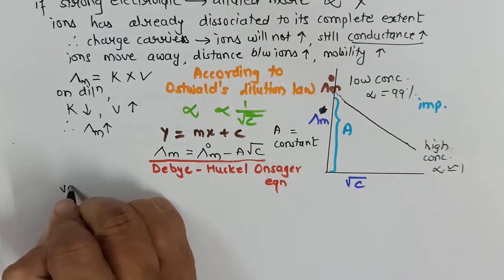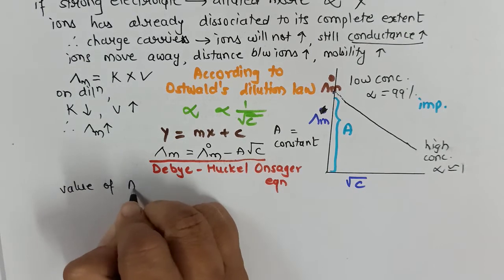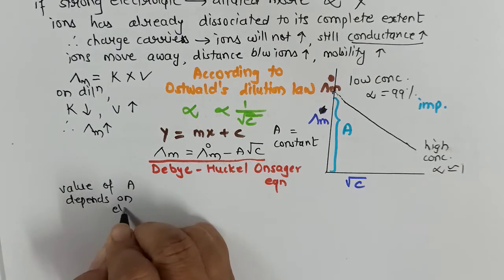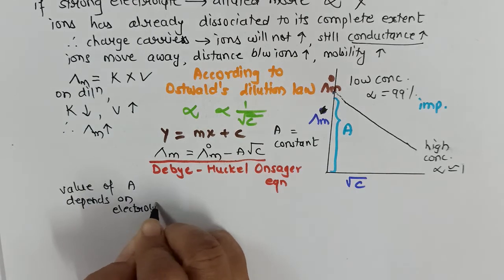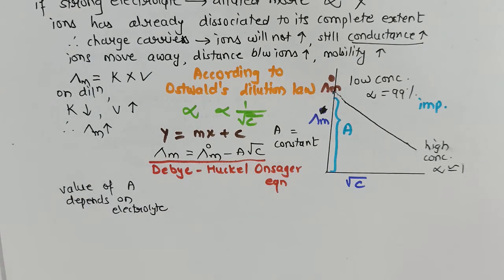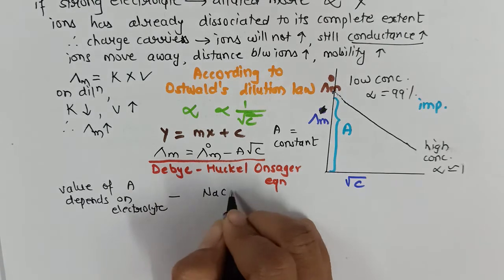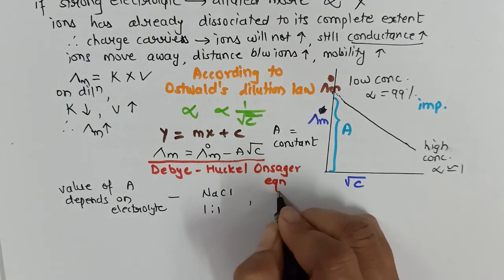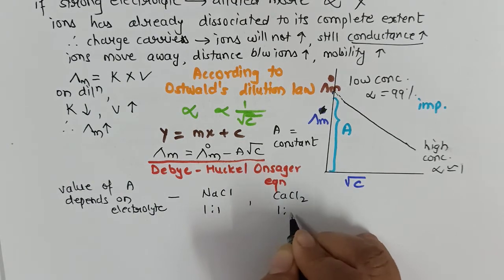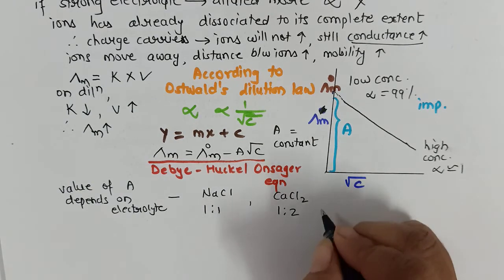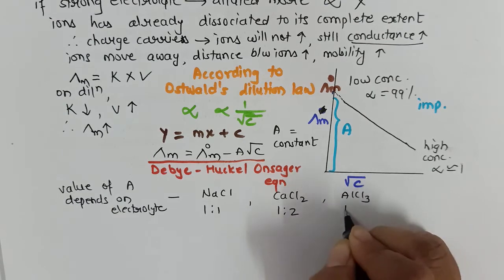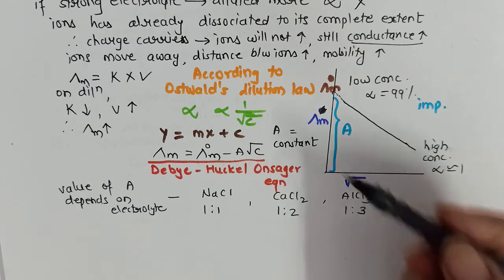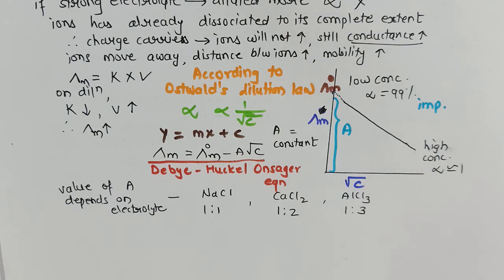Now this value of A depends on the electrolyte, especially the charge that is present on the cation and anion. For example, NaCl will be called a 1:1 electrolyte. CaCl2 will be called a 1:2 electrolyte. AlCl3 will be called a 1:3 type of electrolyte. So the value of A, this constant, depends on the type of the electrolyte.